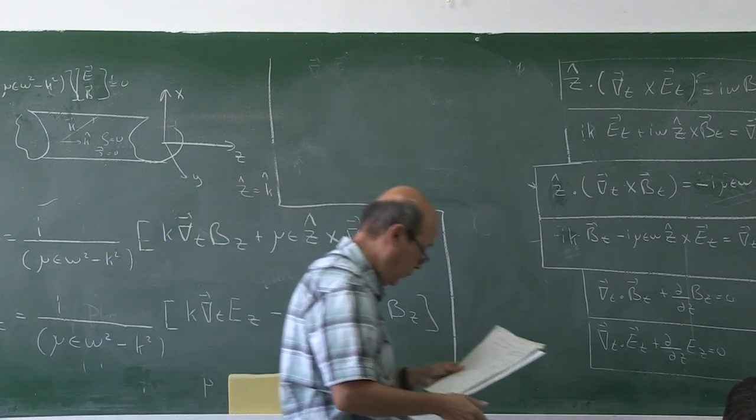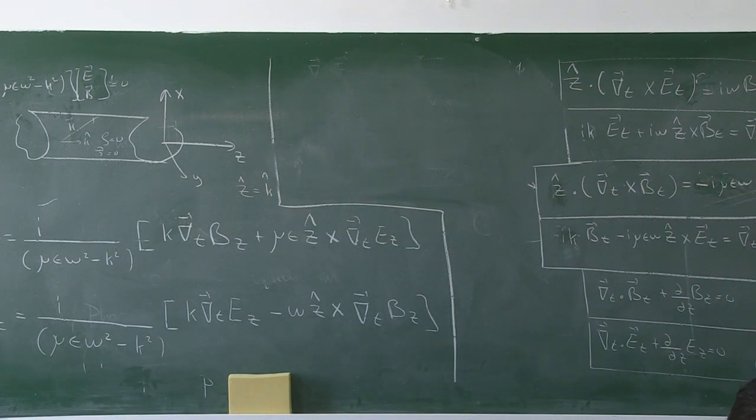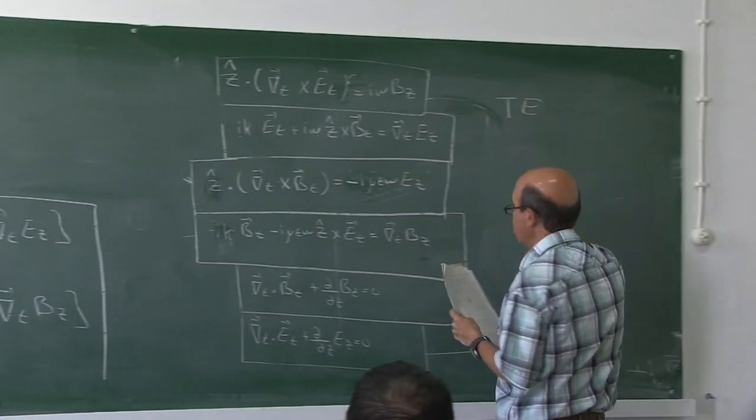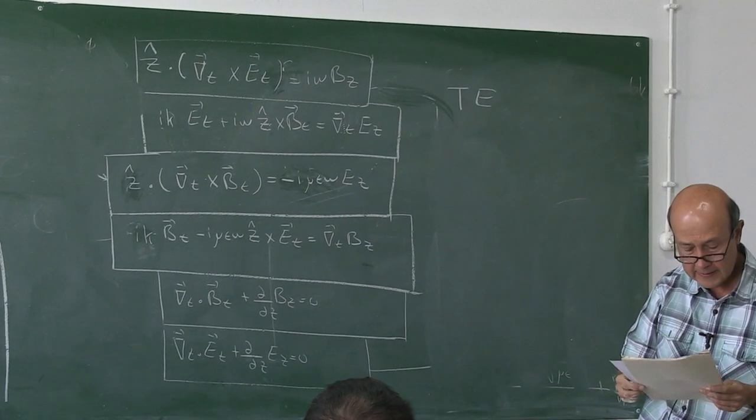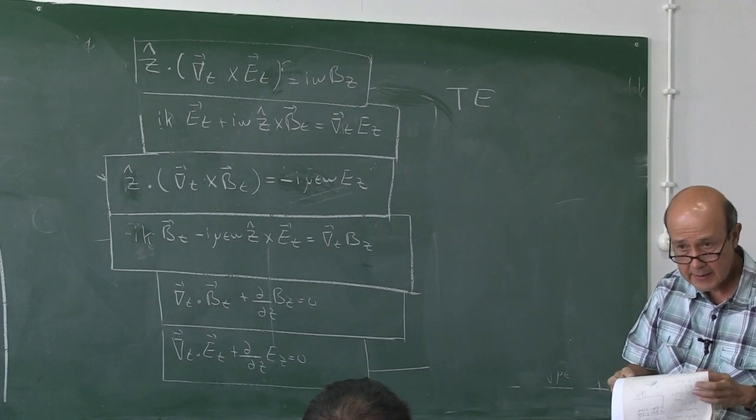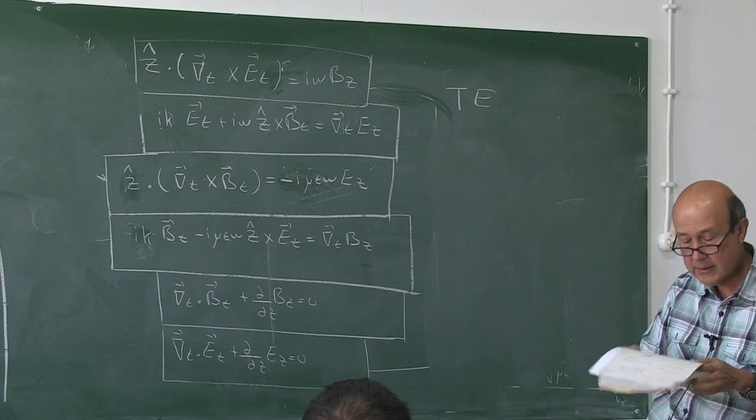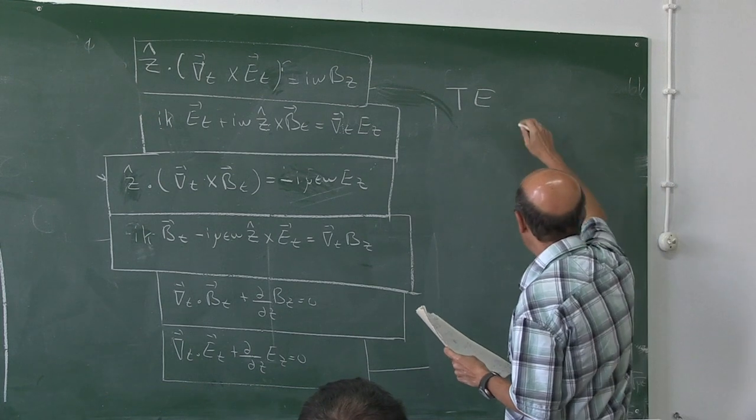Let us decompose our approach into two pieces. One is the transverse electric waves. Transverse electric waves means that E_z is equal to zero.